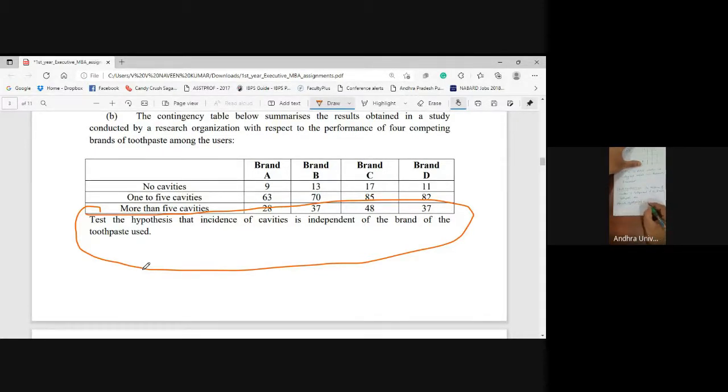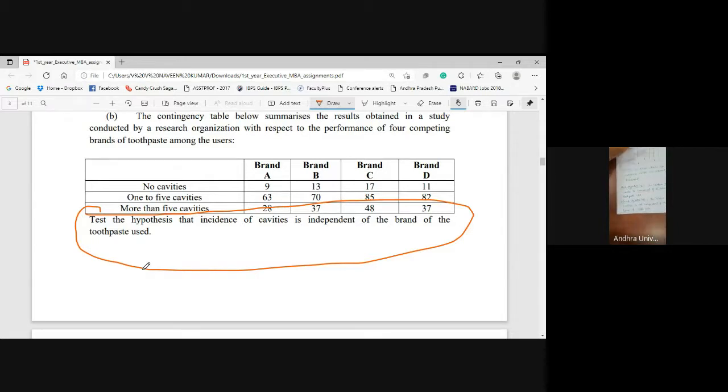H1. Now look, whatever null hypothesis we have taken, for that we need to take the opposite. Here we have taken independent. So the opposite of independent, we should not write dependent. We just simply write not independent. That means the incidence of cavities is not independent of the brand of toothpaste.